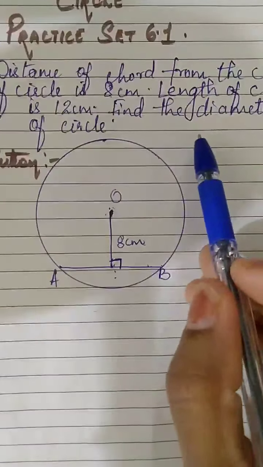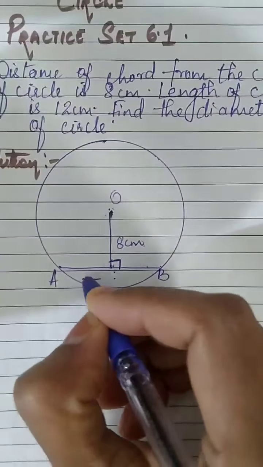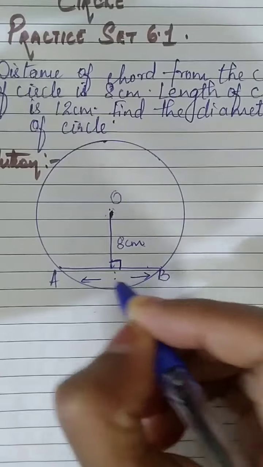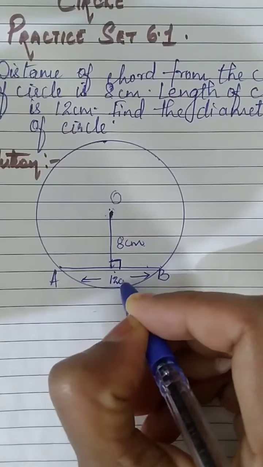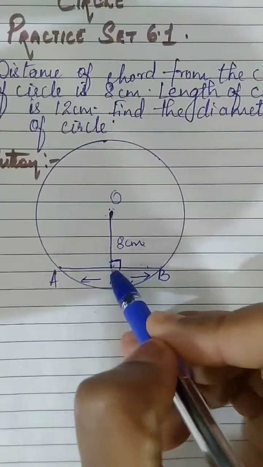Next information given is length of the chord is 12 centimeter. So this whole chord is of the length 12 centimeter. And if you have this perpendicular, then the perpendicular will divide the chord AB into two equal parts. So these equal parts I'll show, and this property also we have to write down. The question is, find the diameter of circle.